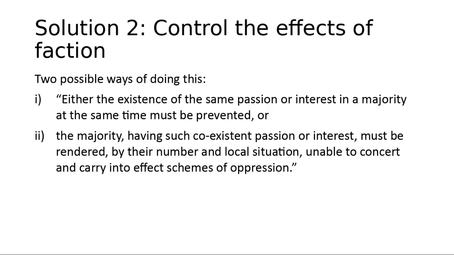And that means that we're going to have to fall back on solution two, which is to control the effects of faction. How can we possibly control the effects of factions so that they don't lead to oppression and destructive stuff? Madison sees two possible ways. Either the existence of the same passion or interest in a majority at the same time must be prevented. So let me stop and explain that one.